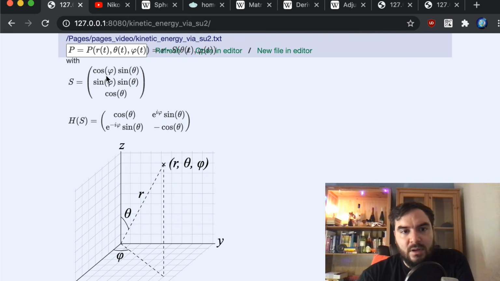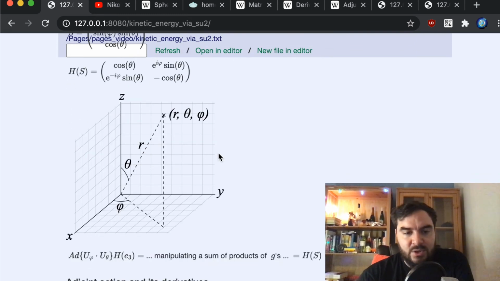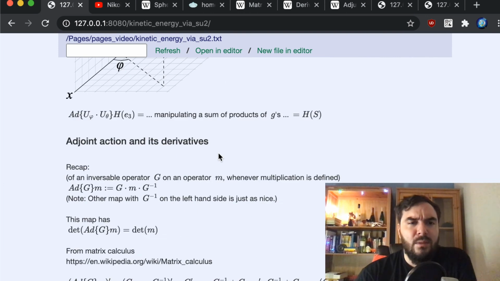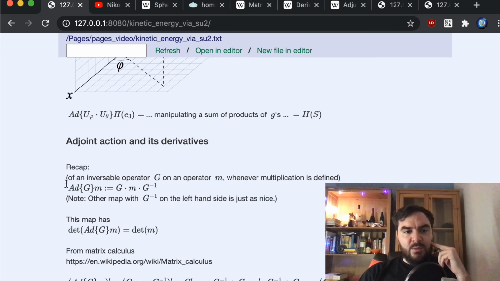Here's the graphic for that. Here's a graphic, I guess, the one that you can use to derive this, which is what we did in the video on Monday or so. Okay, and then the last tool that we need is the adjoint action of any G.